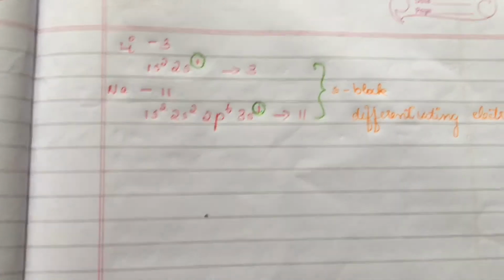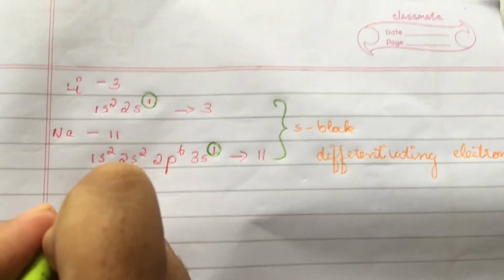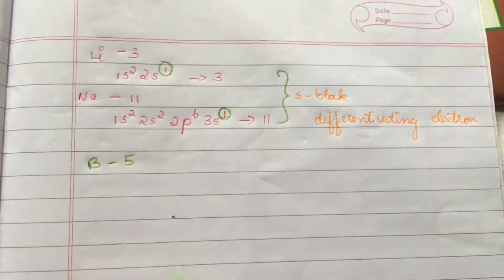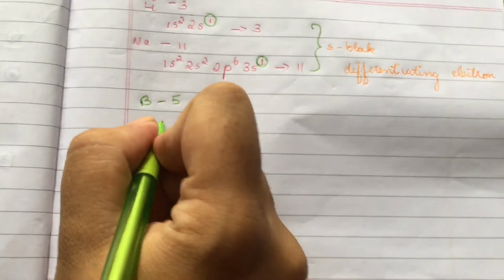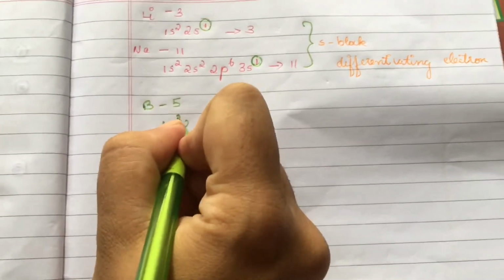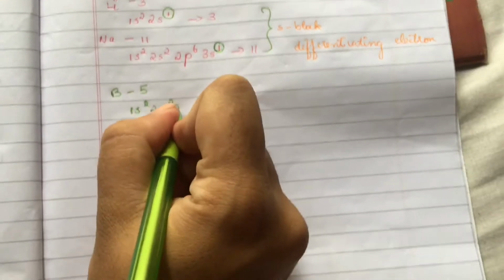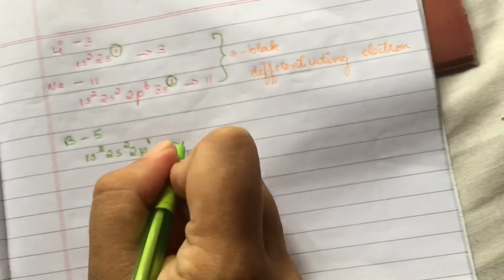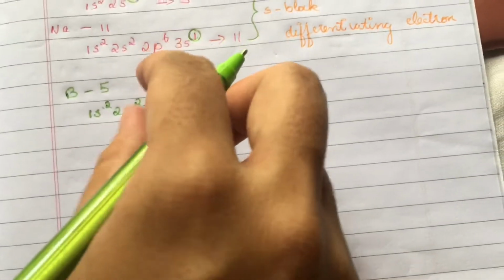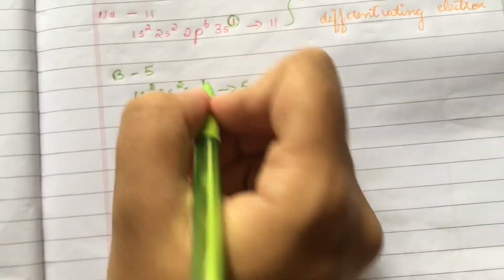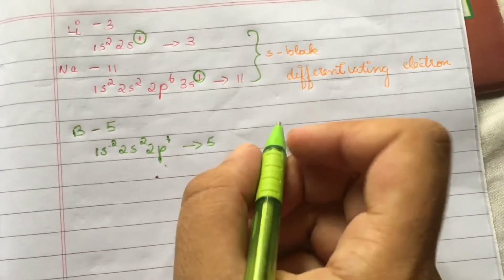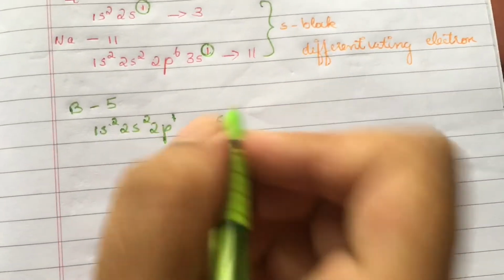For example, let us take boron, and you know that the atomic number of boron is 5. So we can write 1s2, 2 electrons, 2s2, 4, next comes 2p1, 5. Since the last electron enters the P block, that is the P subshell, we can say it is a P block element.